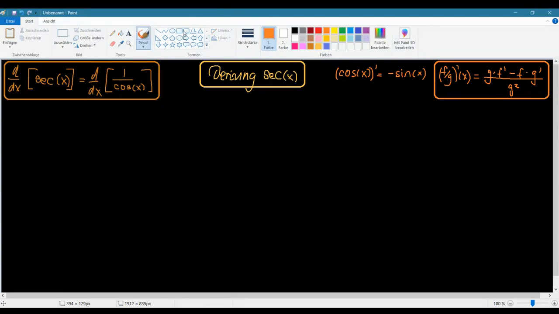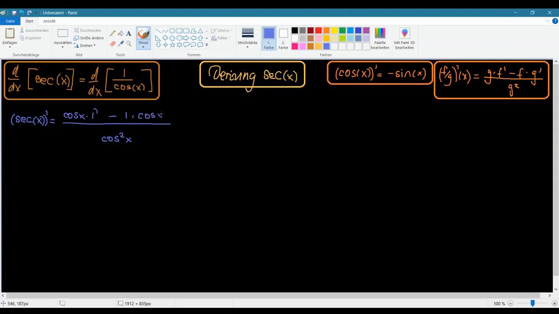Okay, just one moment. Let's keep everything organized and orderly. All right, now we can start actually deriving secant x. We're just going to derive 1 over cosine x with the quotient rule. So we're going to say secant x prime is going to be cosine x squared in the denominator, and that's how we know that our first argument is also going to be cosine x, and it's going to be cosine x times 1 prime minus 1 times cosine x prime.